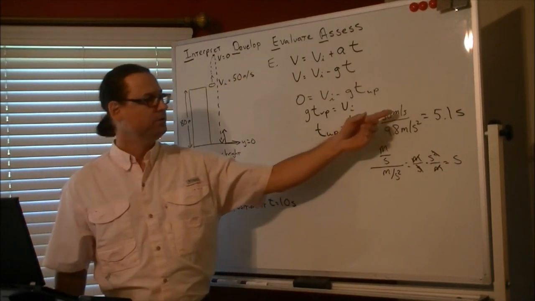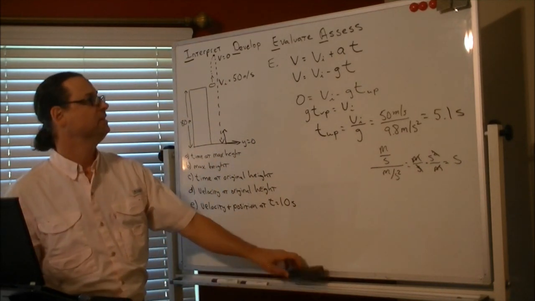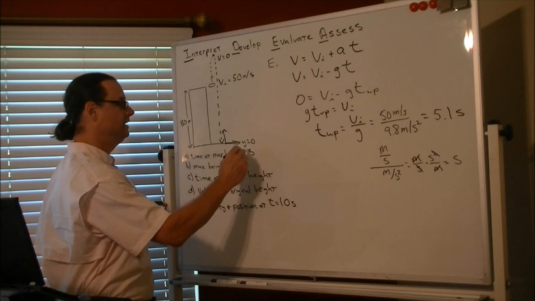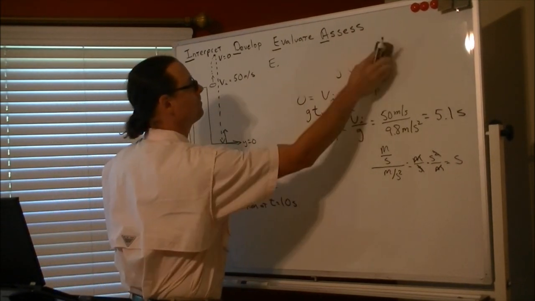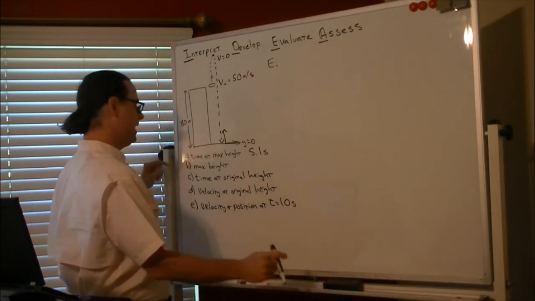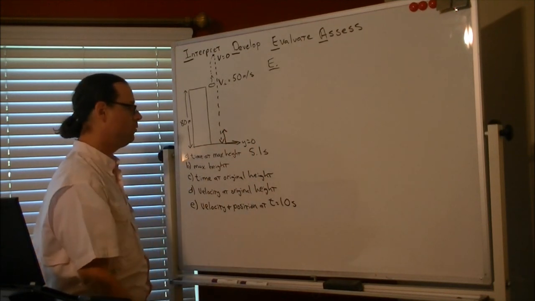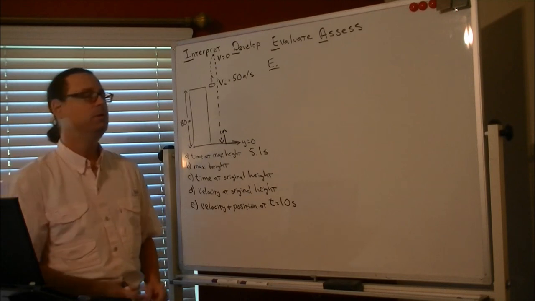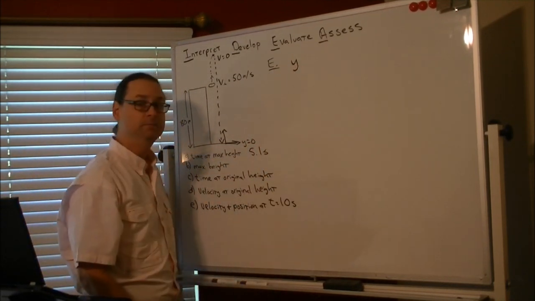So when we do our assessment, the numbers make sense, the units make sense, so we can have some confidence that the time to the maximum height is indeed 5.1 seconds. Alright, so let's go ahead and evaluate to the point where we're thinking about, well, what is the maximum height? And this is where we realize we need the kinematic equation for the position.